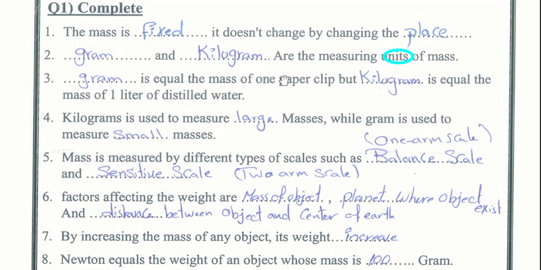Number 3. Gram is equal to the mass of one paper clip. But kilogram is equal to the mass of 1 liter of distilled water.